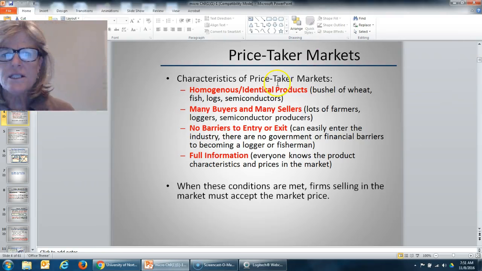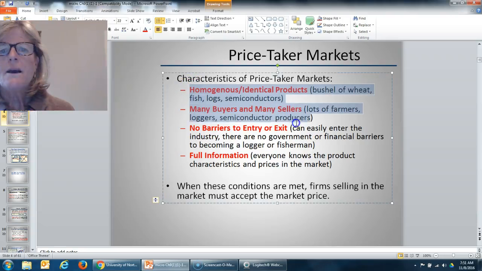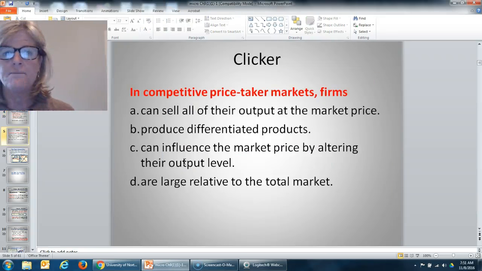The real thing that changes here between price takers and price searchers is homogeneous and identical products, many buyers, many sellers, and no barriers to entry. Full information we pretty much assume throughout until you get to more advanced economics, and then we drop that assumption and look more into that. So in a competitive price taker market, firms can sell all of their output at the market price, produce differentiated products, can influence the market price by altering their output level, or are large relative to the total market.